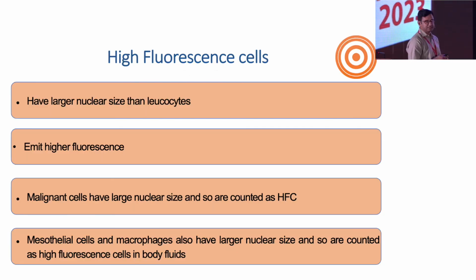So high fluorescence cells have a higher nuclear size than leukocytes. They emit a higher fluorescence. As we know, malignant cells also have a large nuclear size, so they are counted as high fluorescence cells. In body fluids, we have two other important cells which also have a large nuclear size, which are mesothelial cells and macrophages. So these two cells are also counted as high fluorescence cells.